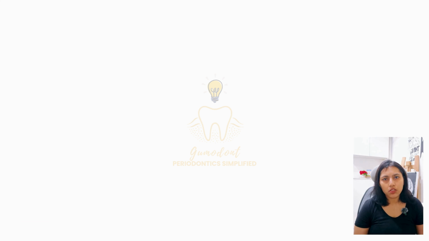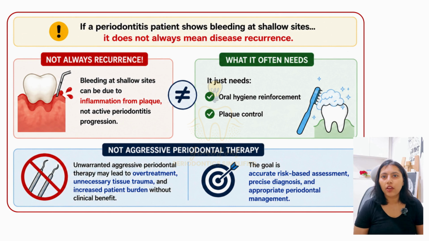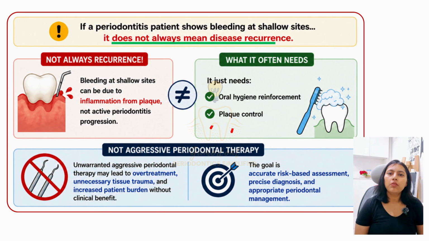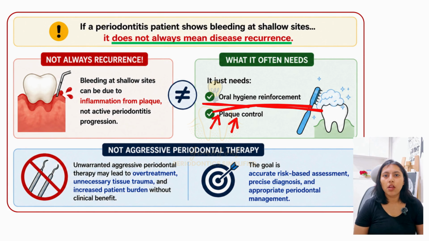Now, this distinction is not just terminology. It directly affects the treatment. So if a periodontitis patient shows bleeding at shallow sites, it does not always mean disease recurrence. Sometimes it just needs oral hygiene reinforcement and plaque control and not aggressive periodontal therapy.